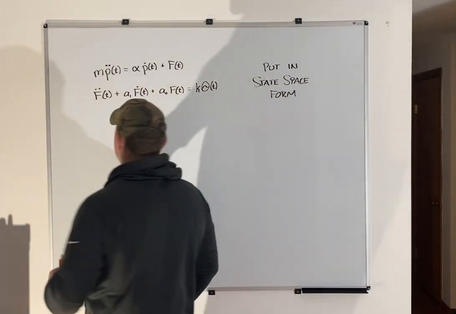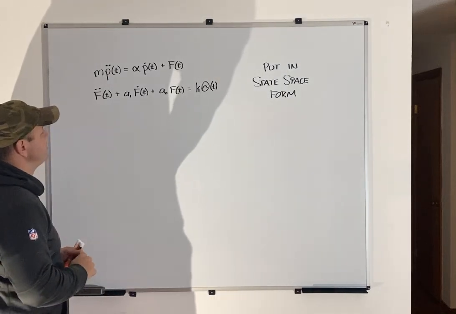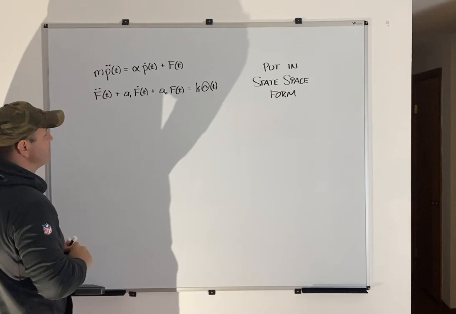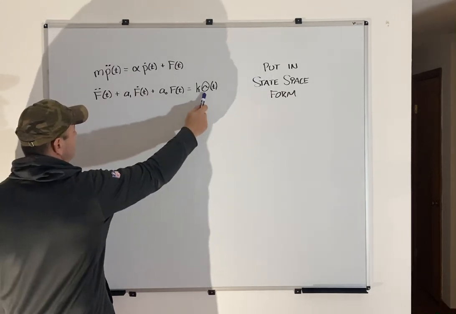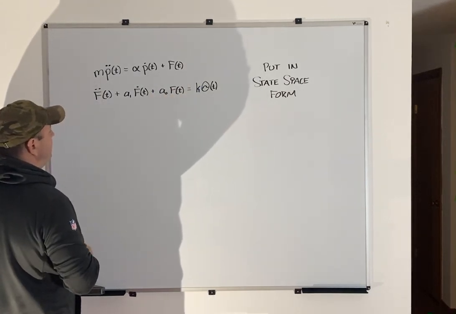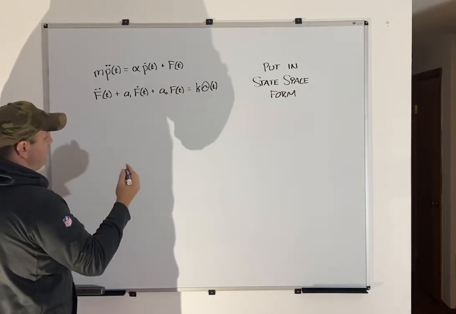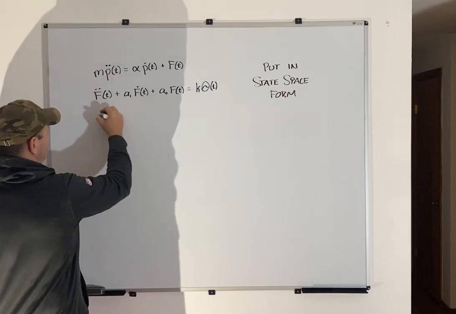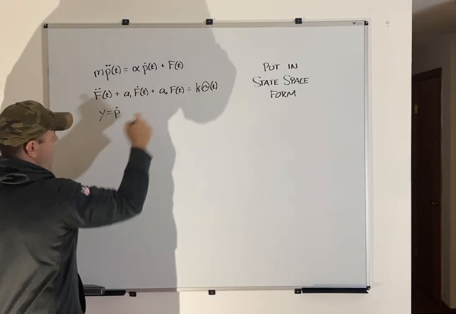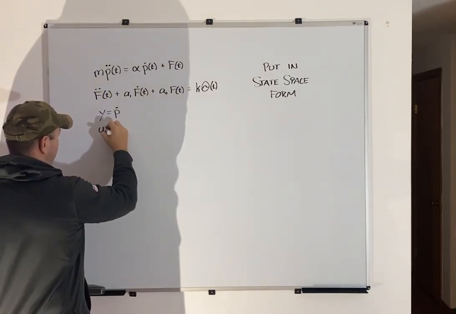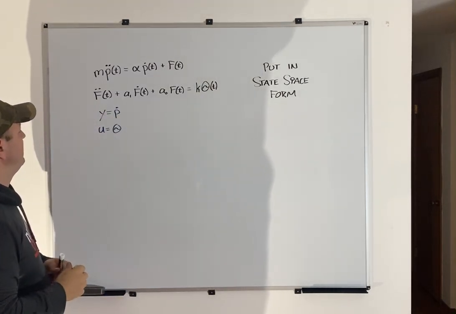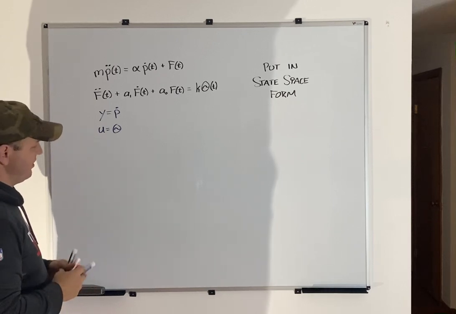This model over here is for a car, a linear representation of a car, where P is the position of the car, F is the friction of the car, theta is the input, and P dot is the output. So we're just going to put that here. And also, we said theta was the input, so U equals theta. Okay, first thing we have to do is define our state variables.